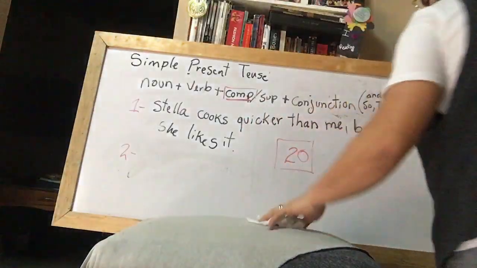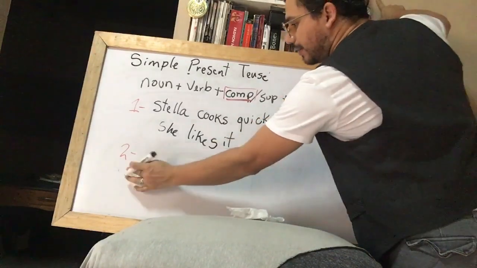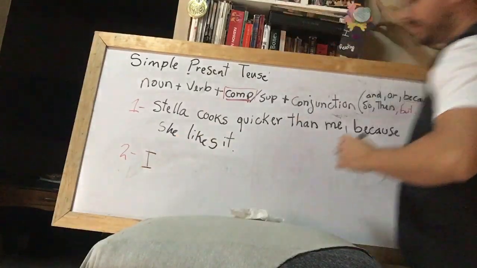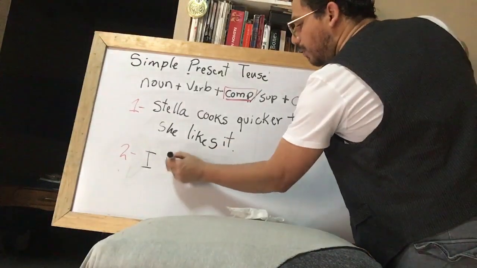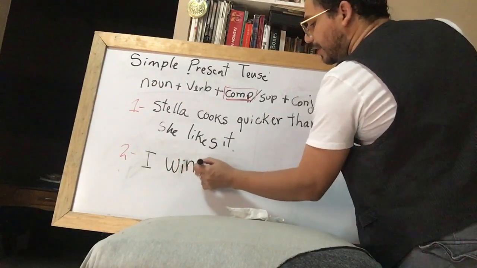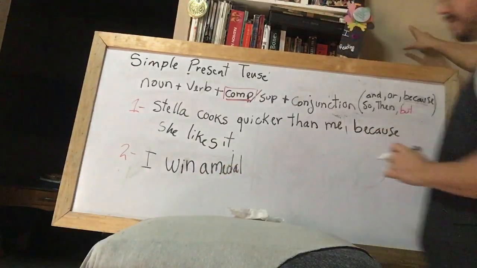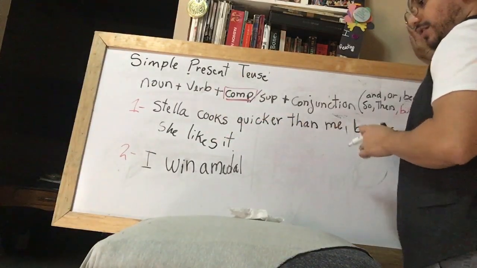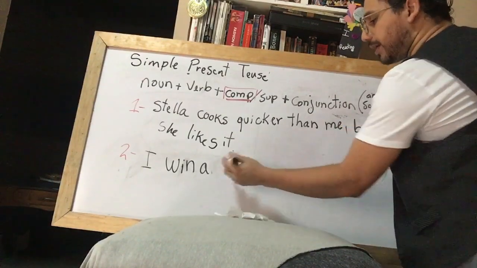Okay. So let's go with this. I won. No, I win because we're in the present. I win a medal. We have to be specific sometimes in here. I win a medal. You won a medal, so this is our verb. You have to say what did you win, or people won't understand. And then you have to add the superlative.